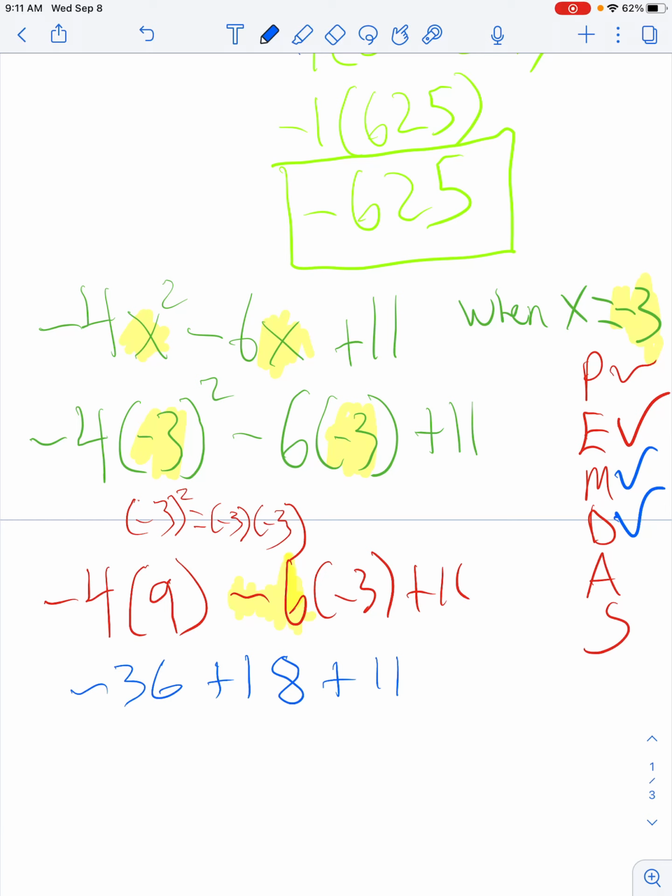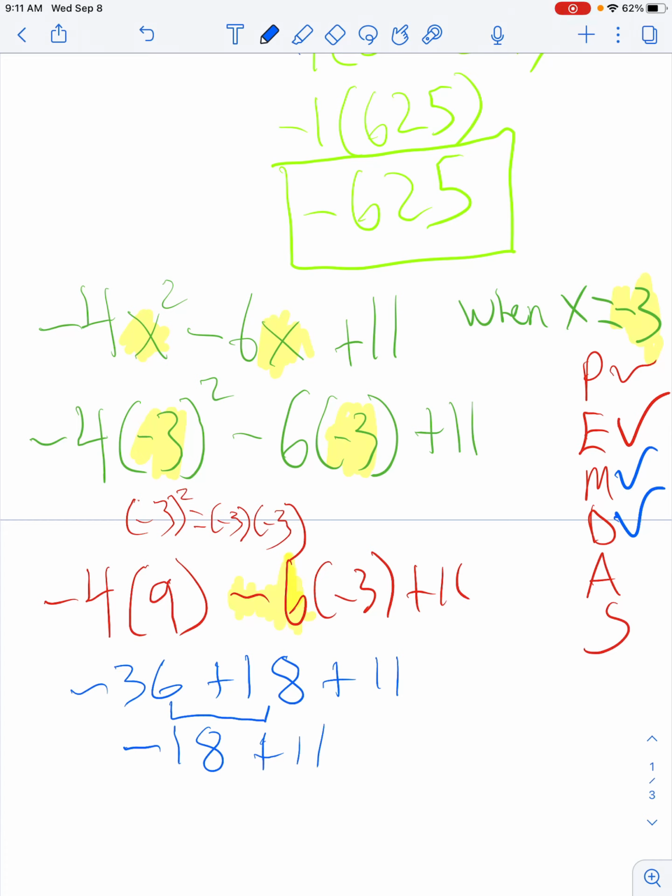So multiplication is done, and I don't have any division. I do have addition. So let's think. -36 plus 18. If I owe someone $36 and I give them $18, I'm still going to owe them $18 more. So this is -18 by combining these two.